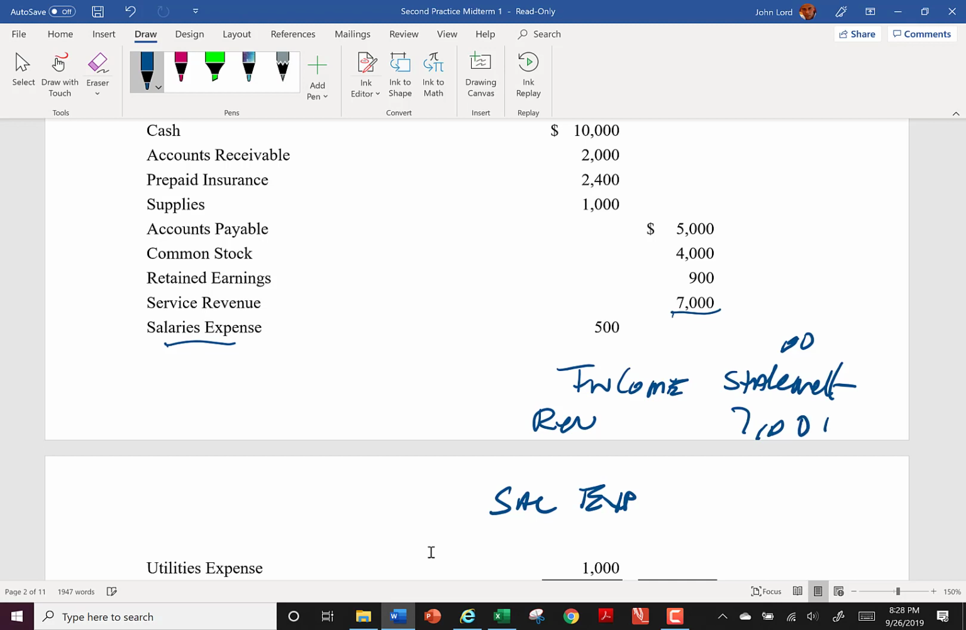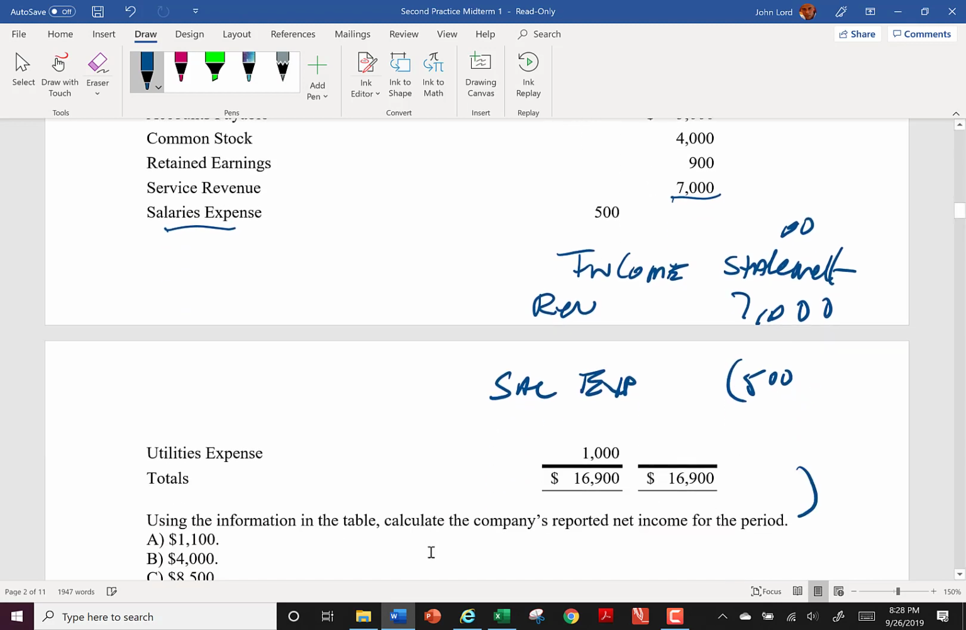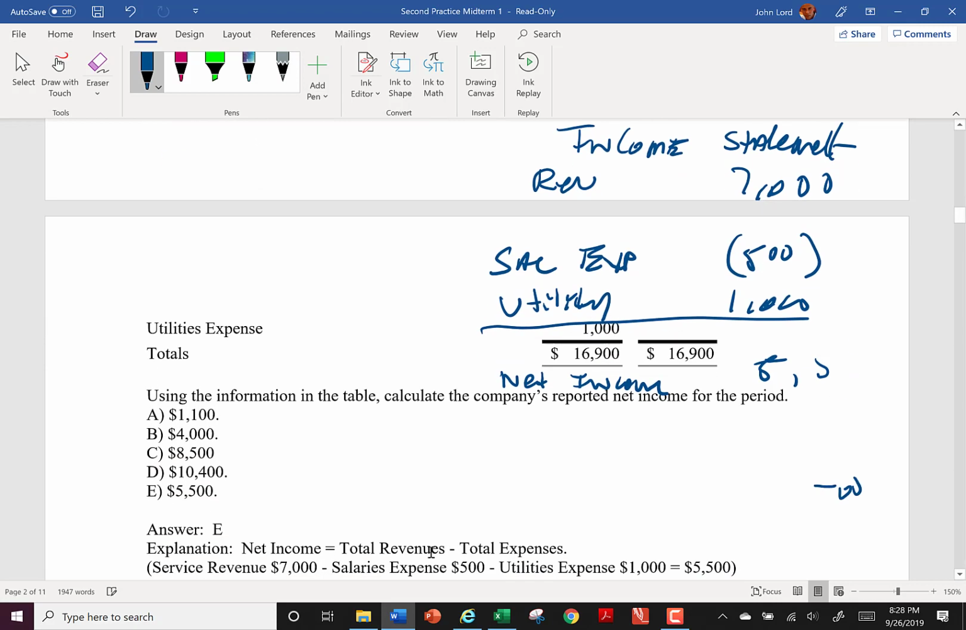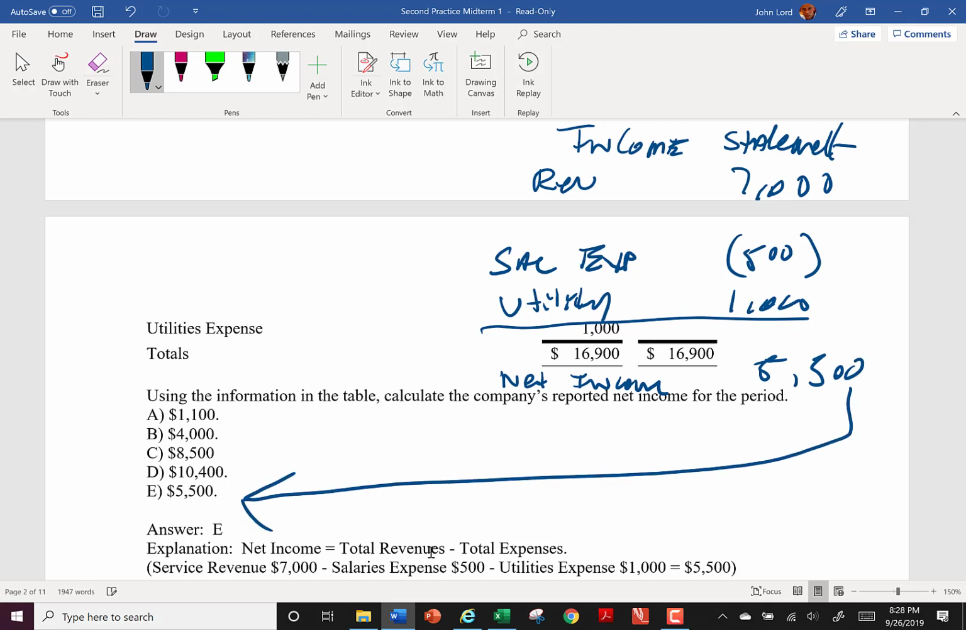500? Good. Do we have any other expenses? Utilities. 1,000. Revenue minus expenses is net income, isn't it? So how much is my net income? 5,500. So is it correct then that the net income for the period is 5,500? Assuming this thing will stop acting like a fool. 5,500. Okay.